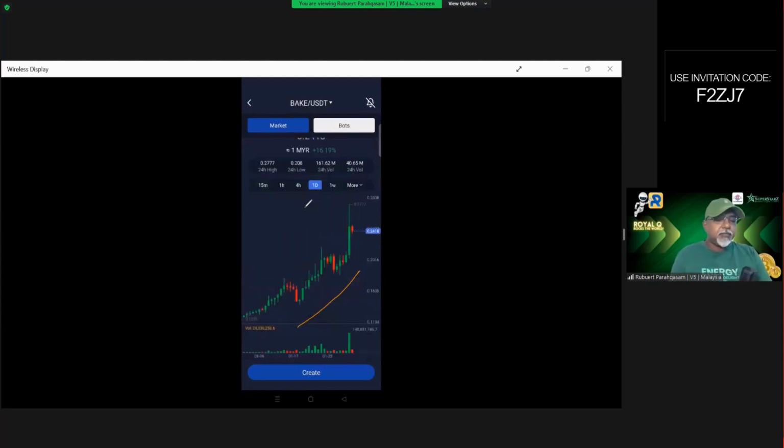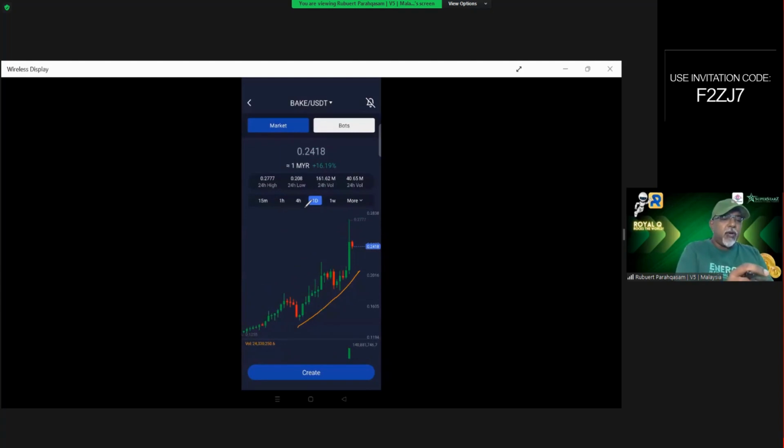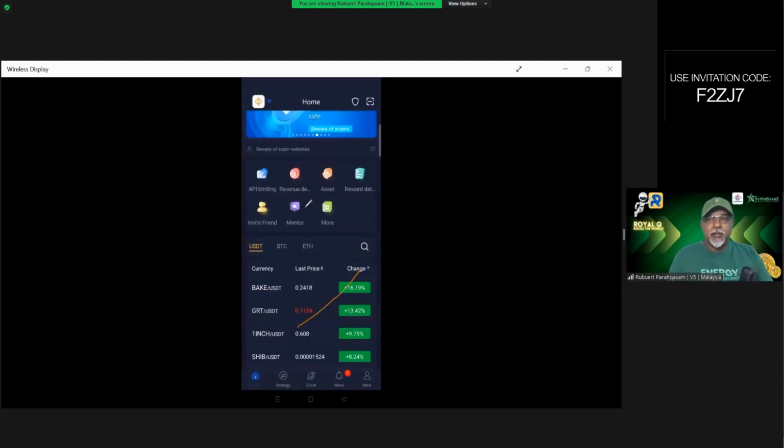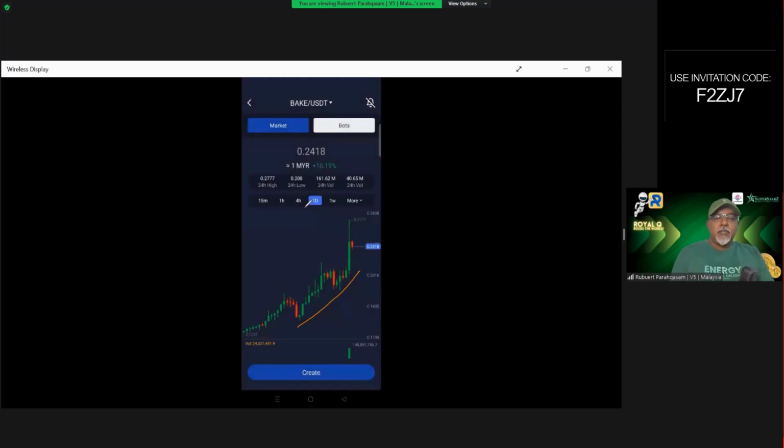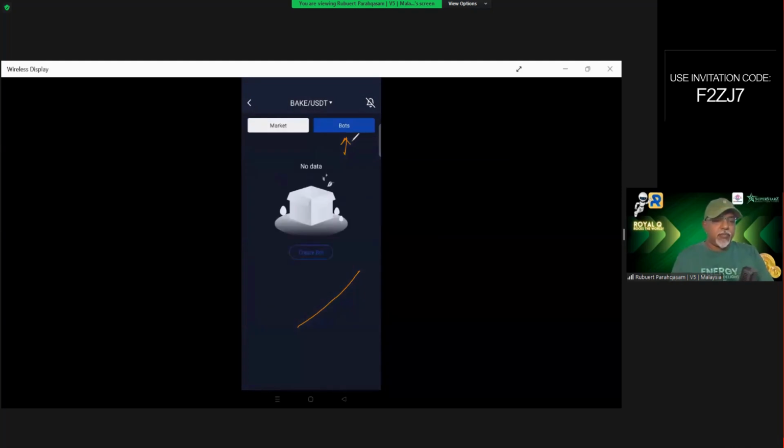All right. Lovely. So now I want to set up a trade. If I want to set up a trade, what do I do? Let's say I tap on Bake. Now we have bots. Can you see bots at the top? Tap on the bot. You get this page.